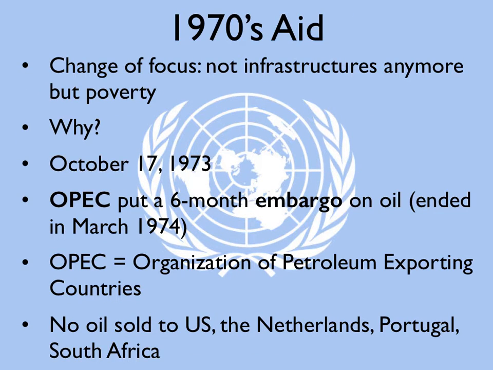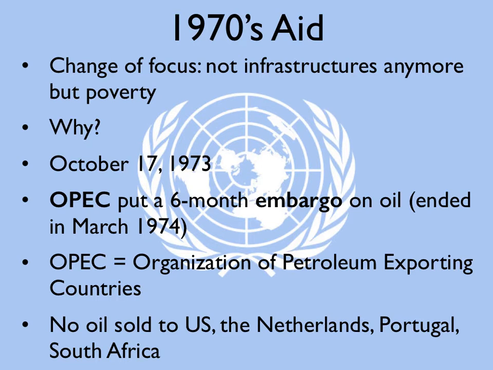Last week we focused on 1960s international aid, and we saw that it was mainly concerned with improving large-scale infrastructure like roads, electricity, railroads. And we will see that in the 1970s there is a change of focus. It's not going to be infrastructure anymore, it's going to be poverty. Why poverty? Well, history can explain, or partially explain, why they changed the focus of international aid.